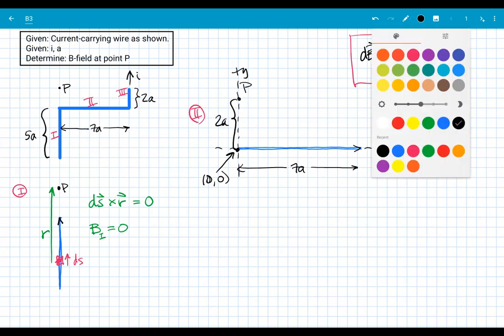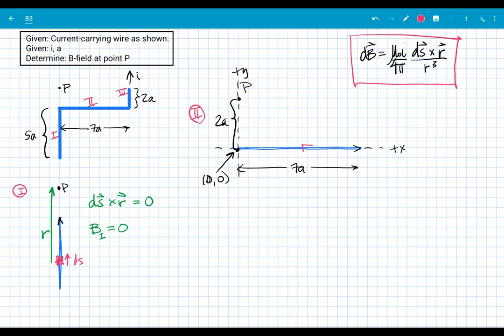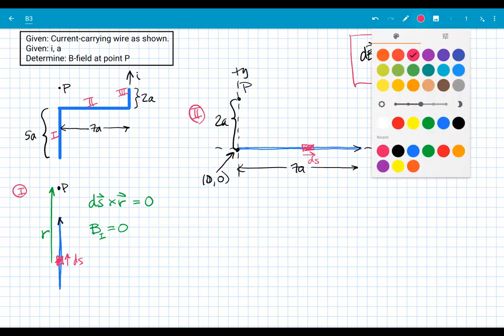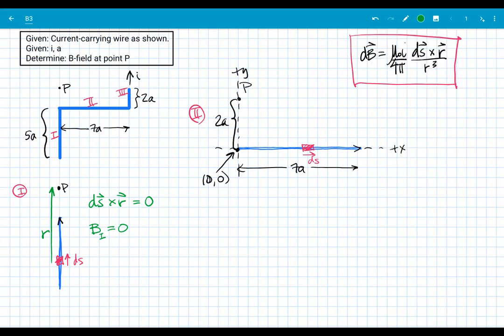So then I can do my normal stuff, pop in my ds here. My ds is going to be in the direction of current, and then I can write in my r vector. r always goes from your current element, from your differential element, to your point of interest. So there's my r vector.